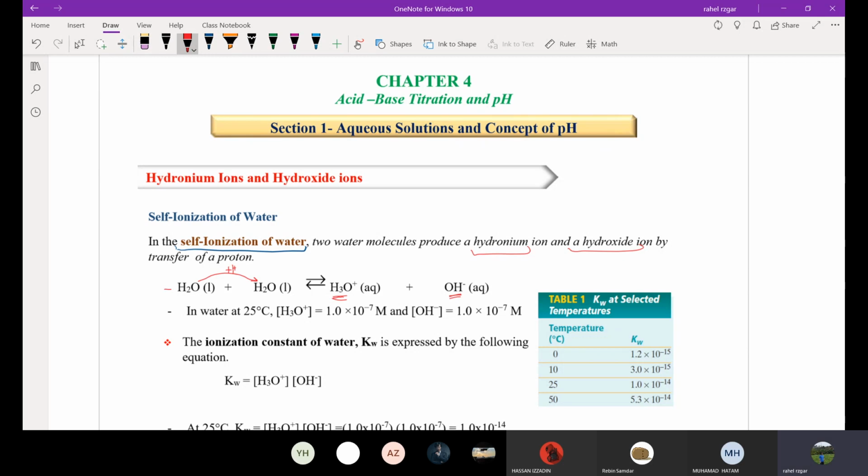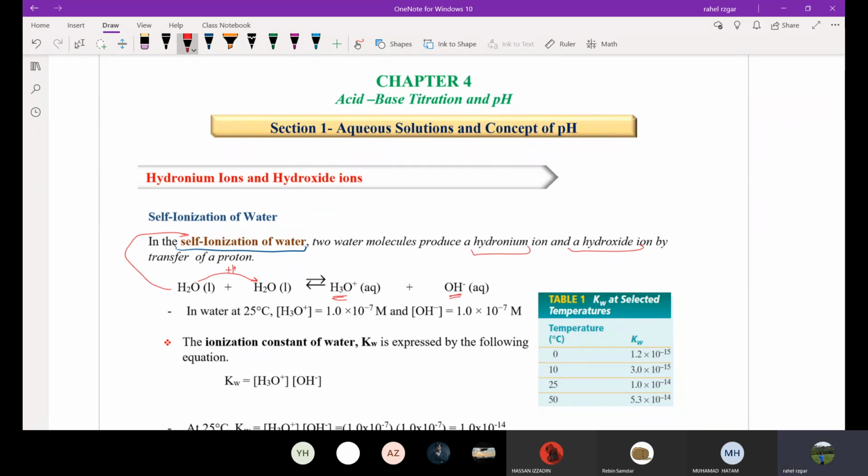This equation is called self-ionization of water. It means that it will ionize among its own molecules. It will ionize among its own molecules to form H3O and OH. This is called self-ionization of water.